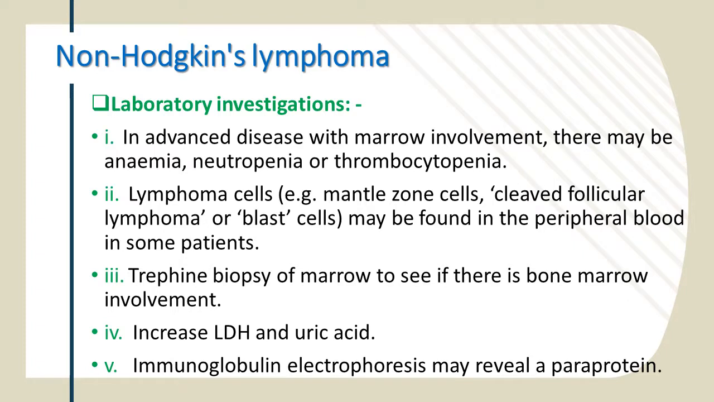Other laboratory investigations may be performed, especially in advanced disease with marrow involvement. There may be anemia, neutropenia, or thrombocytopenia. In addition, lymphoma cells, for example mantle zone cells, cleaved follicular lymphoma, or blast cells, may be found in the peripheral blood in some patients. Other laboratory examinations include trephine biopsy of marrow to see if there is bone marrow involvement, increased LDH and uric acid, along with immunoglobulin electrophoresis, which may reveal a paraprotein.